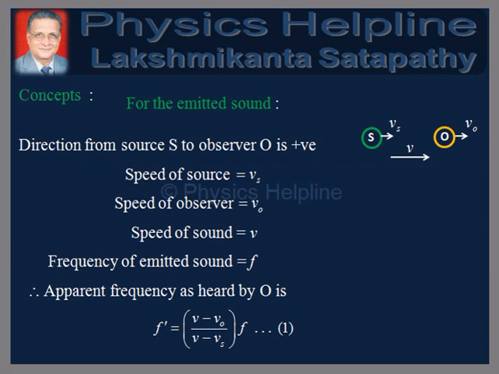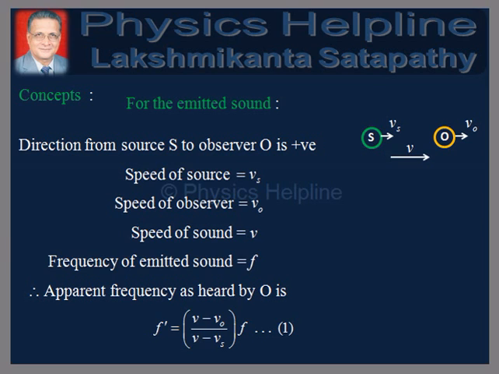Before proceeding to solve the problem, let us recall the related concepts. The situation is shown in the figure. For the emitted sound, the direction from source S to observer O is taken as positive. Let the speed of source be Vs, speed of observer be Vo, speed of sound be V, and frequency of emitted sound be f.